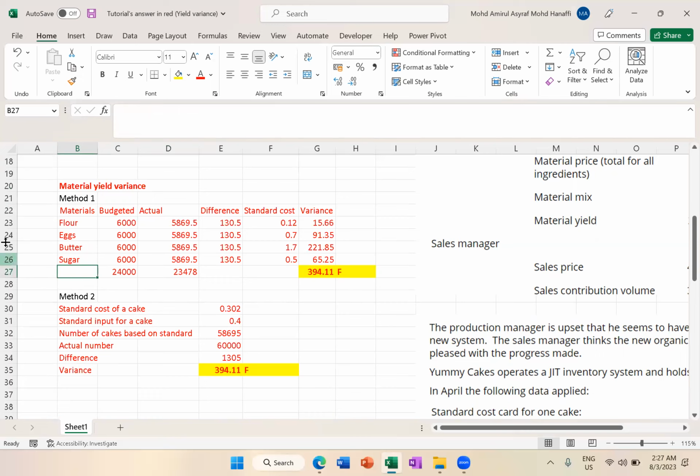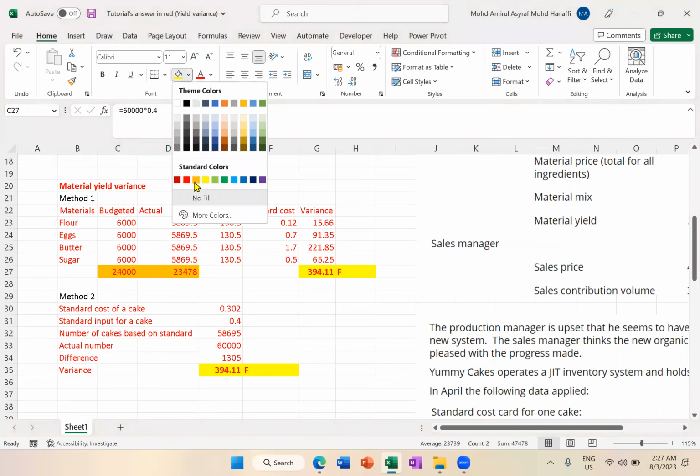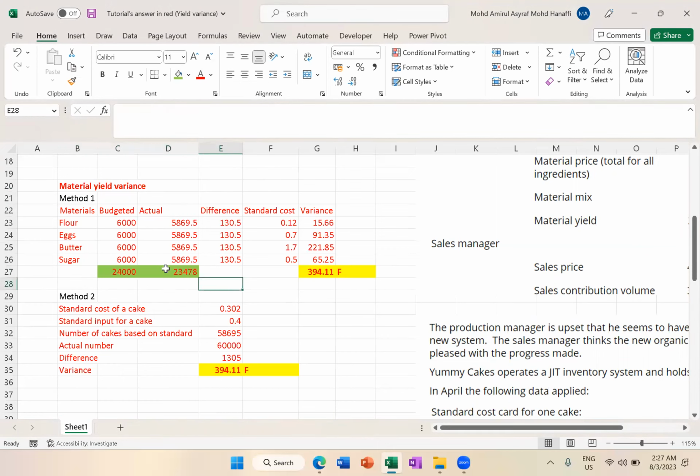By the way, method one is the table method. What you have to be really careful about here is that the total you get is actually the total input that you require to make the cake. I repeat, when we talk about yield, basically we talk about output. But when you use the table method, the one in green here is actually the input that you use to produce the output. So it must be the input to produce the output.